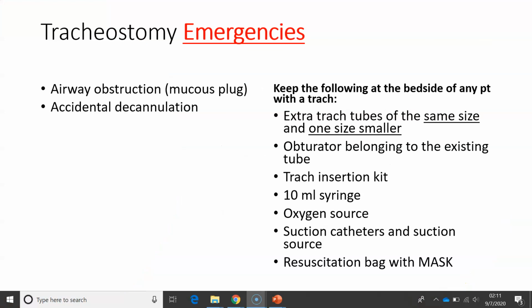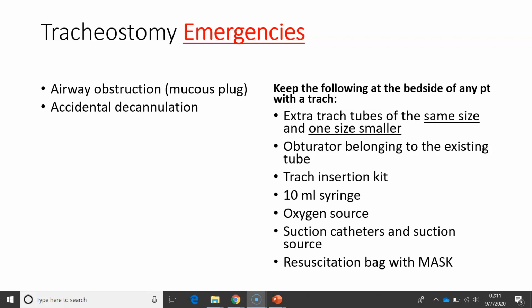Tracheostomy emergencies include airway obstruction by mucus plug and accidental decannulation. Now, both of these trach emergencies require immediate and urgent care. Now, what we need to do is make sure that the supplies needed to care for these emergencies are at the bedside, including an extra trach tube of the same size and one size smaller, an obturator belonging to the existing tube.